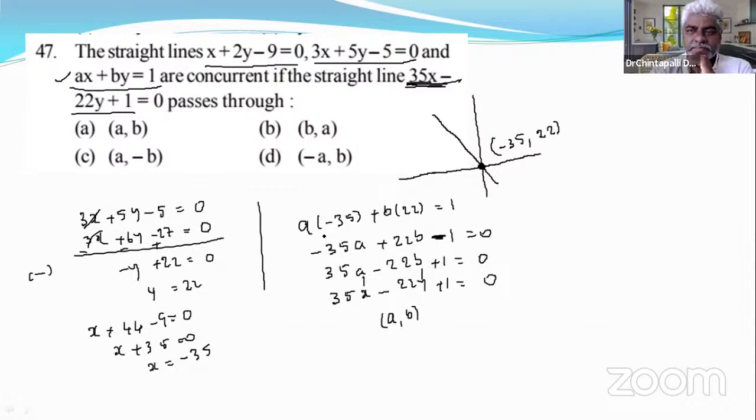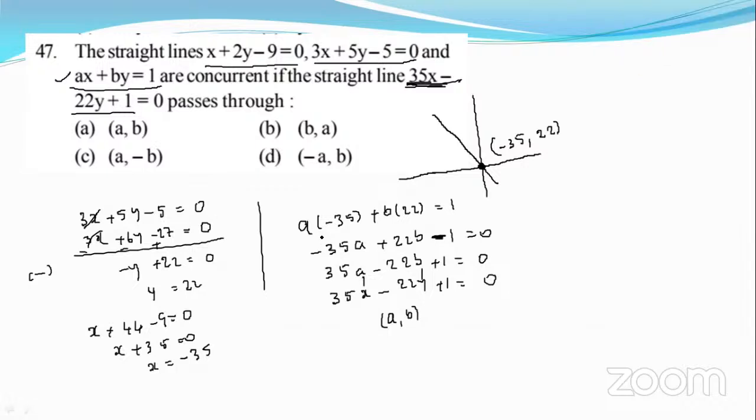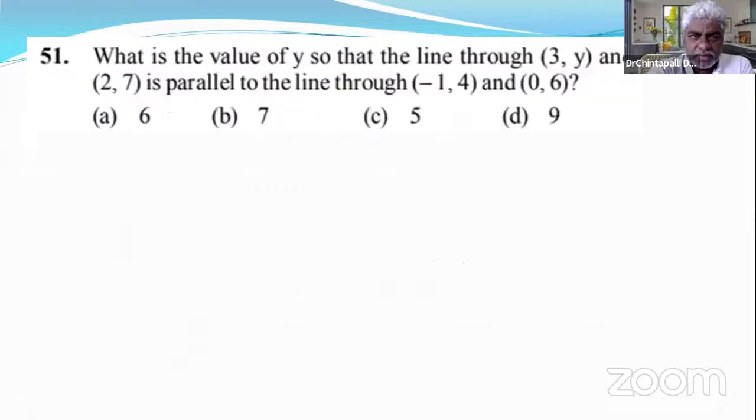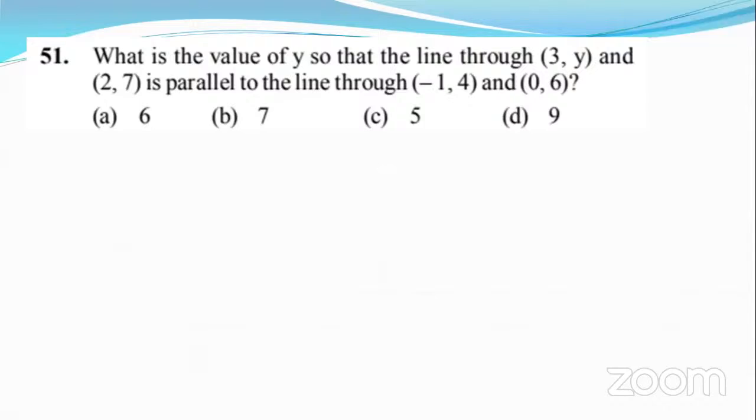So the option is (a, b), sir. Yes, it is (a, b). Got it? Yes, sir. Yes, you can do it. What's the value of y so that the line is parallel to the line?